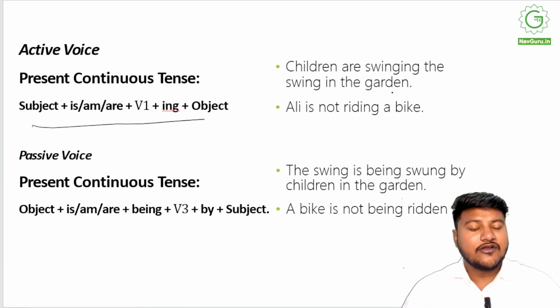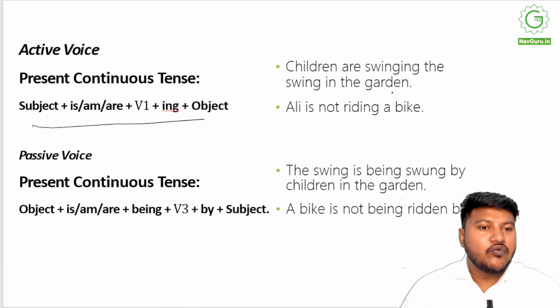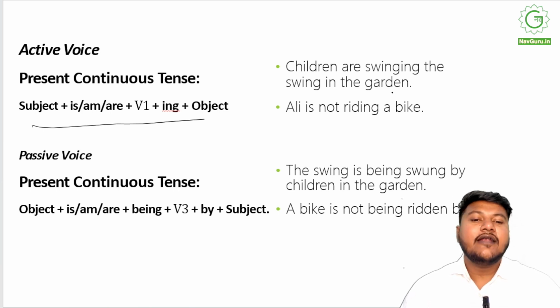Garden is not an object, do not go with that. If I put garden first, where will I put the verb? The swing is the object and swinging is the process that's happening. The garden is not swinging, the swing is swinging. So "the swing is being swung by children in the garden." This is how it transforms.